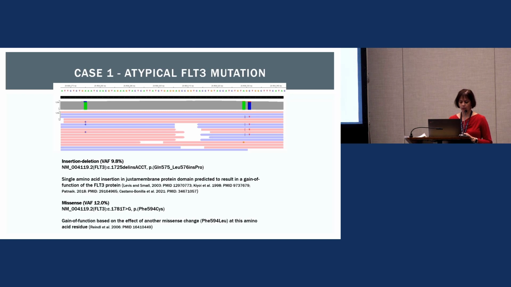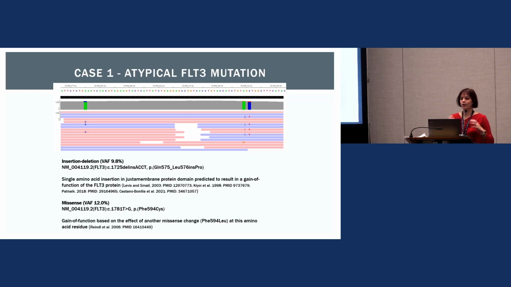In addition to that, we also identified a missense change also in the juxtamembrane domain. We've never seen this particular mutation in our lab, but there is a report out there that this mutation does result in a gain of function change. They are all on different reads, which indicates that these are not on the same allele. They're either in different alleles, in the same cells, or in different cell populations, and we're unable to discern that. But it's interesting because this patient now has 3 different FLT3 mutations.